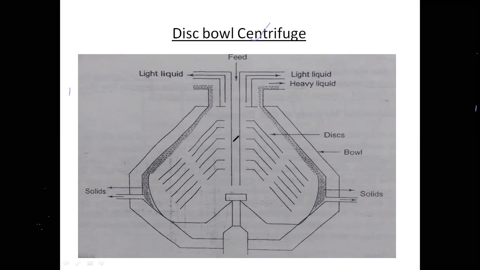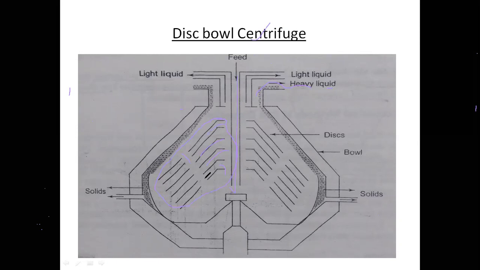So here also we can separate the heavy and light liquid, the heavy liquid towards the walls of this cylinder, and the light liquid concentrated at the center. But the main difference is that here we use discs which contain cone-like structures. Here there is an opening. When feed enters this process, it enters each cone of the discs, and it rotates.